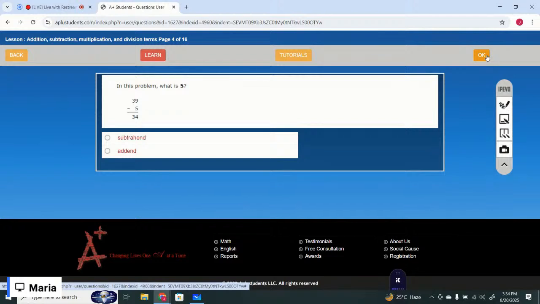In this problem, what is 5? So when subtracting, we always subtract the smaller number from the greater one, right? So the smaller number is the subtrahend and the greater number is the minuend. So 39 minus 5, 5 is the subtrahend. Option number 1 is the correct option.